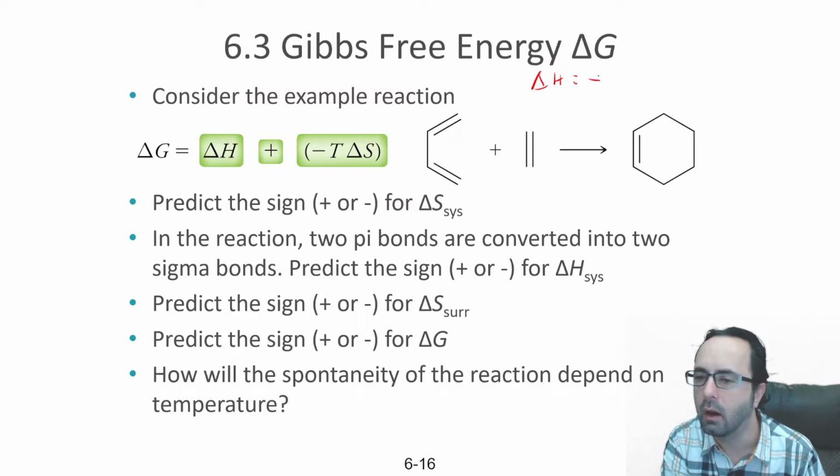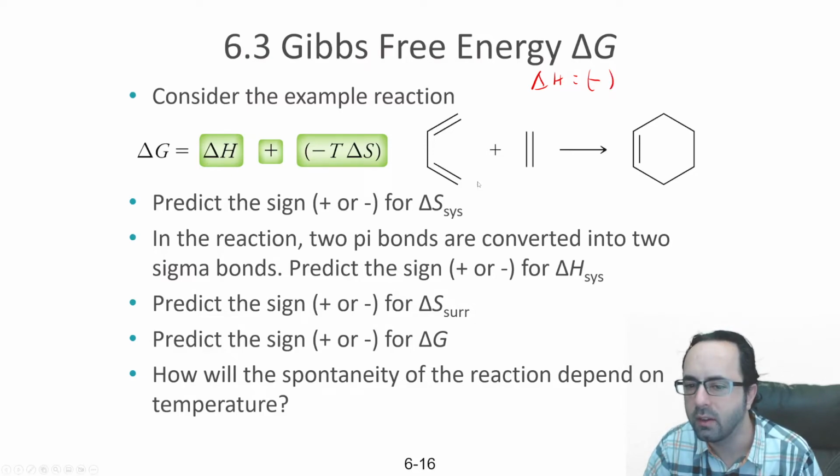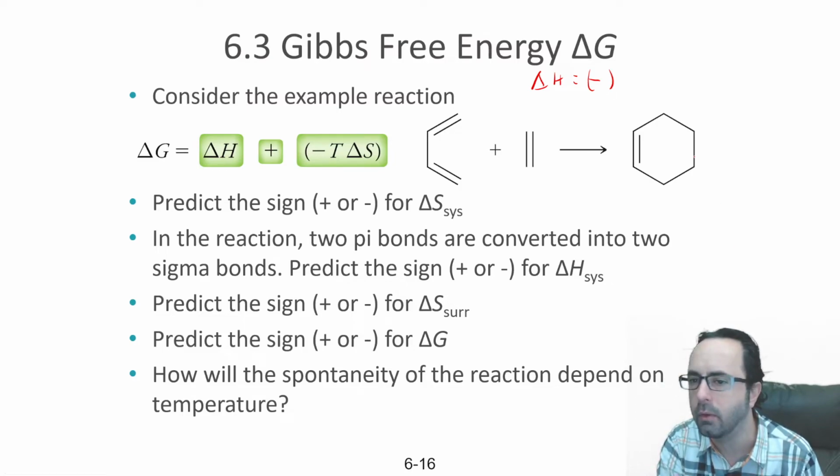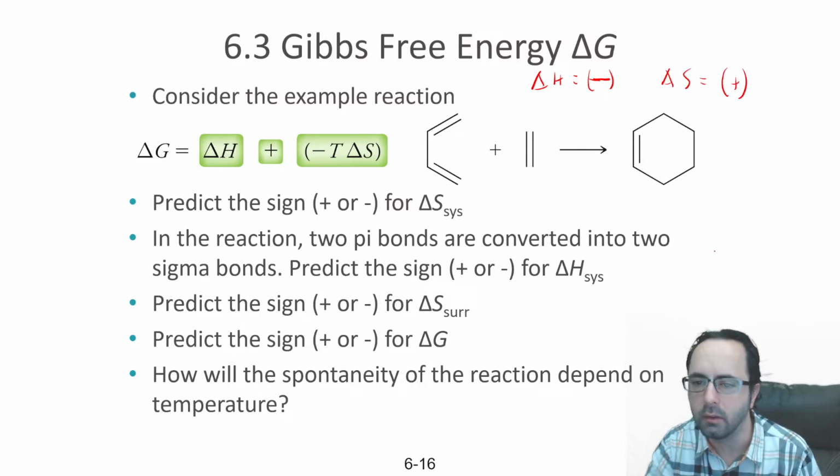We're going to have these strong sigma carbon-carbon bonds being formed right here. We're going to break some pi bonds, but that's not going to require much energy. We're also going to add additional bonds between carbon and hydrogen. So we're going to have a lot of bonds being created here, and that's going to mean a lot of energy release. So delta H is negative. However, when it comes to the entropy, we can see that we're going from two separate compounds to one. So delta S here is going to be positive.